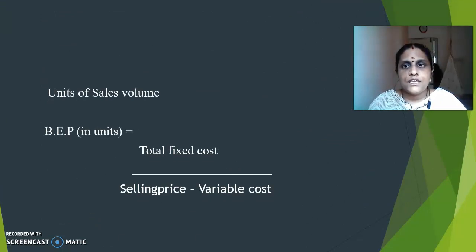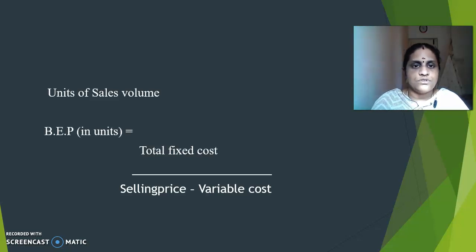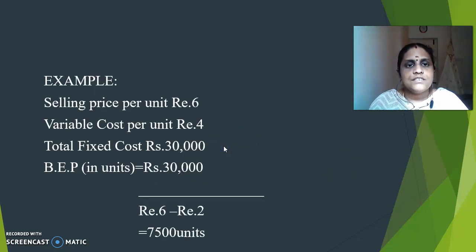To find out the break-even point in number of units, the formula for break-even point is total fixed cost divided by selling price minus variable cost. Selling price minus variable cost is also called contribution. Now we have one small problem. Selling price per unit rupees 6, variable cost per unit rupees 4, total fixed cost rupees 30,000. Now we have to find out the break-even point.